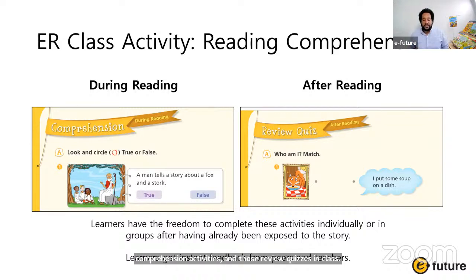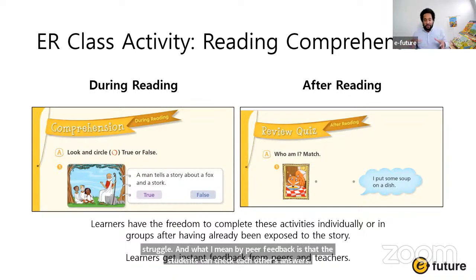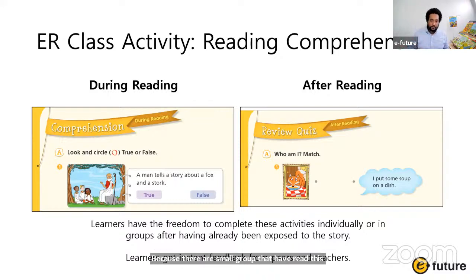And this allows the students to get that feedback from their classmates and from the teacher if they struggle. And what I mean by peer feedback is that the students can check each other's answers because there are a small group that have read the same story, so they're familiar with what's going on.